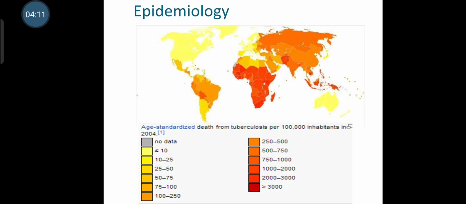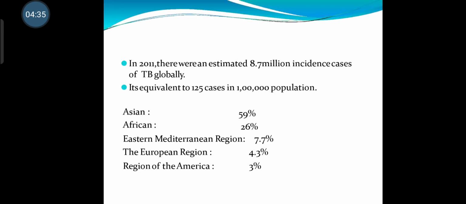This is the epidemiology, wherein dark red color indicates greater severity of tuberculosis in different countries. India is also in that, and is affected. In the map you can see the different countries and to what extent they are affected. In 2011, there were an estimated more than 8.7 million incident cases of tuberculosis globally. This was the year with the highest number of cases, equivalent to 125 cases per 1 lakh population.